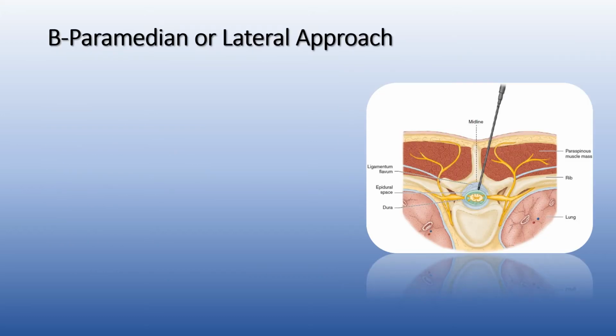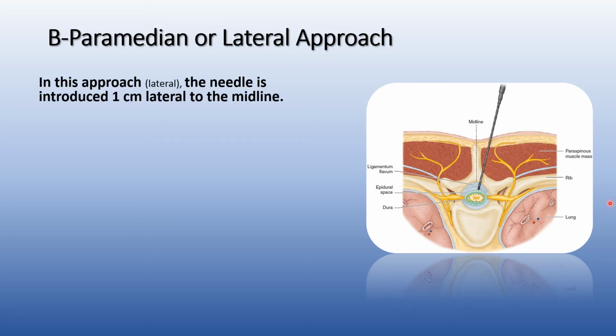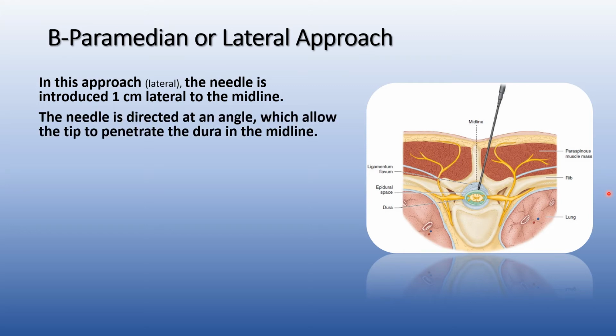But sometimes we cannot do this. We prefer the paramedian or lateral approach, in which the needle is inserted 1 centimeter lateral to the midline. This is the midline where we insert in the midline position or approach, and this is the lateral approach. The needle is directed at an angle which allows the tip to pierce the dura mater in the midline here.